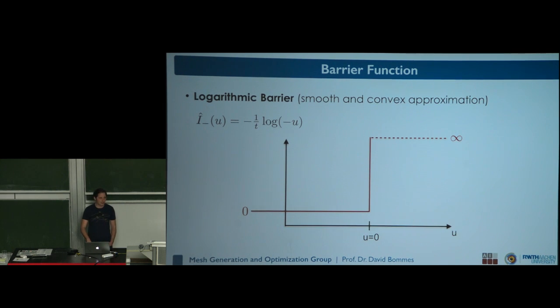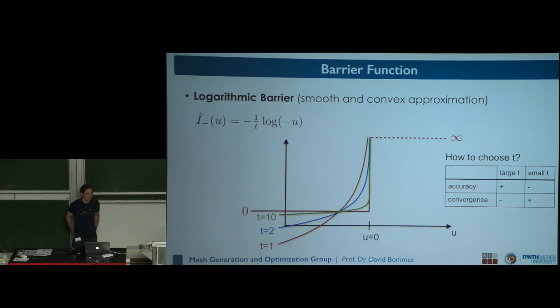There are many different approximations of the barrier function that help us here. The most common one is the logarithmic barrier function, which is a smooth and convex approximation of the infinity function. It's minus 1 divided by t, times the logarithm of minus u. There's one new parameter t. If we choose t rather small, we get a very smooth but rather bad approximation of the barrier function. If we choose t larger, we get closer and closer.